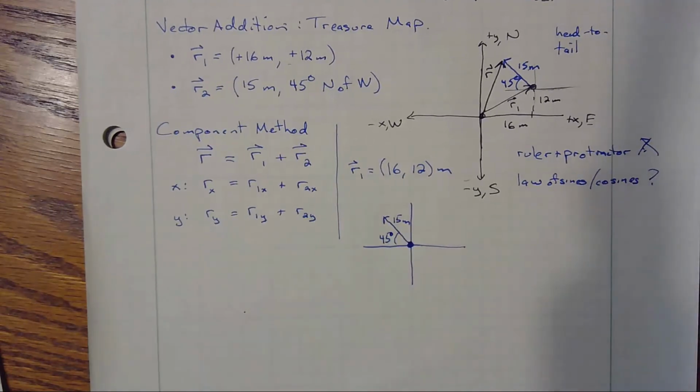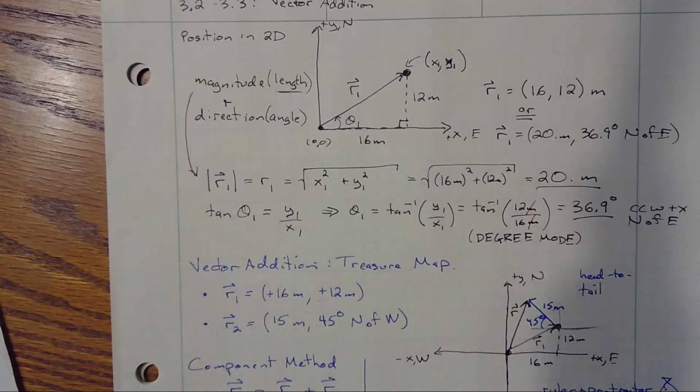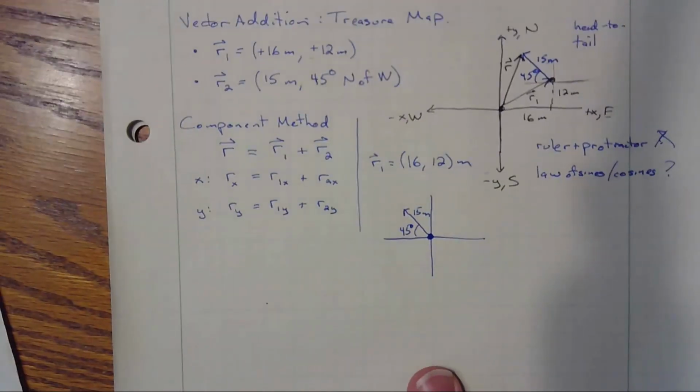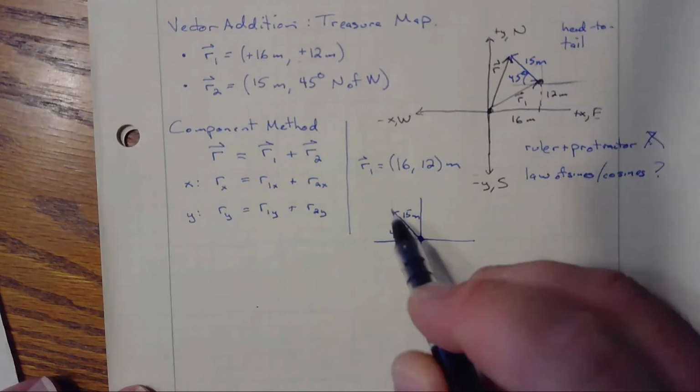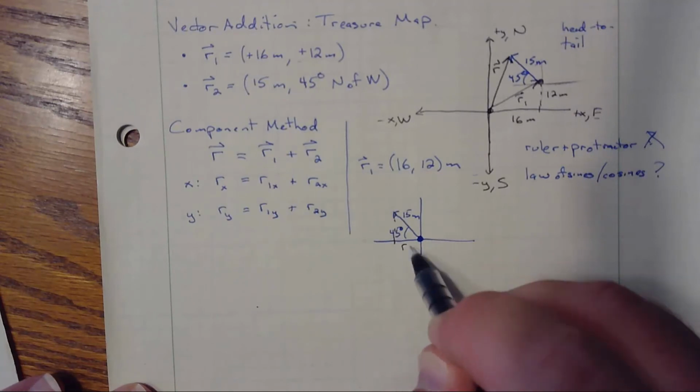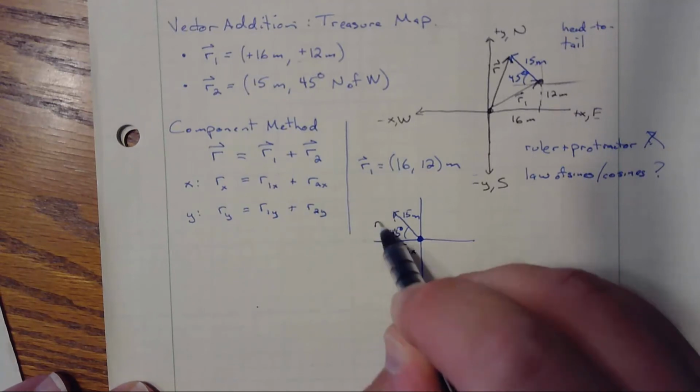Now, when we go to find the components, we're going to do something sort of the opposite of what we did up here. Here we had the components, and we used trig to find the angle and magnitude. Here we have the angle, and we need to find the components. Notice that I would have an x component, r2x, and a y component, r2y.